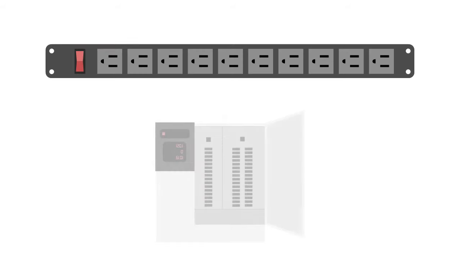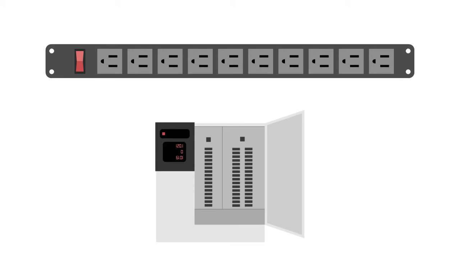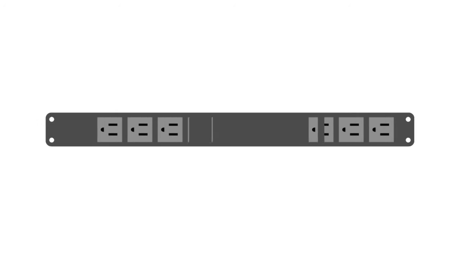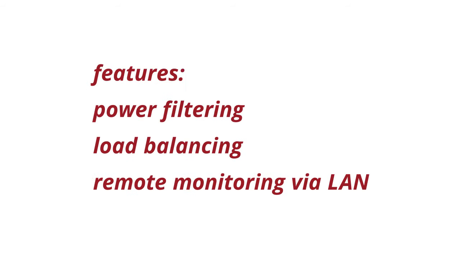There are two primary types of PDUs that you might see in a critical facility: rack mount PDUs and cabinet PDUs. Types of rack mounted PDUs can vary wildly, from simple and cheap rack mounted power strips to much larger, feature-rich solutions. More advanced rack-mounted solutions offer features such as power filtering, load balancing, and remote monitoring via LAN.